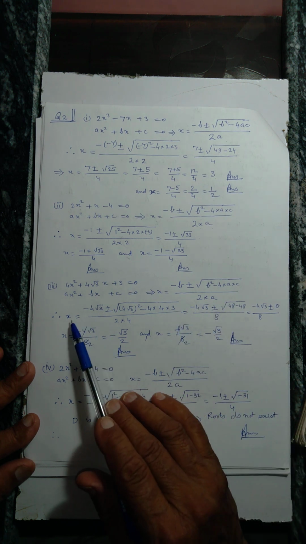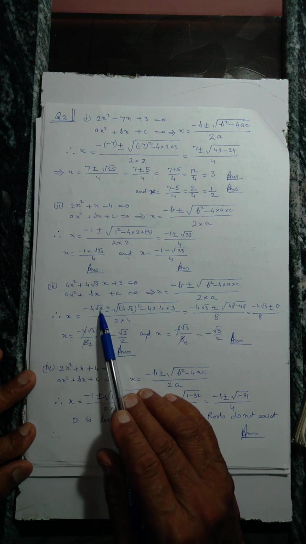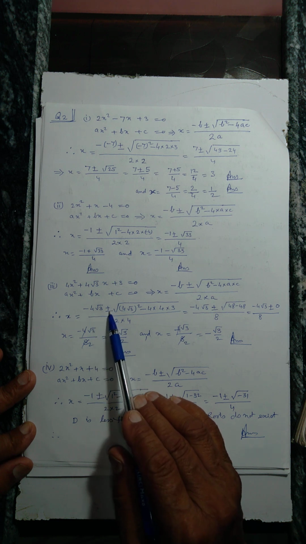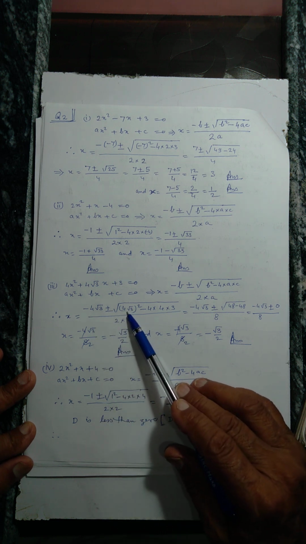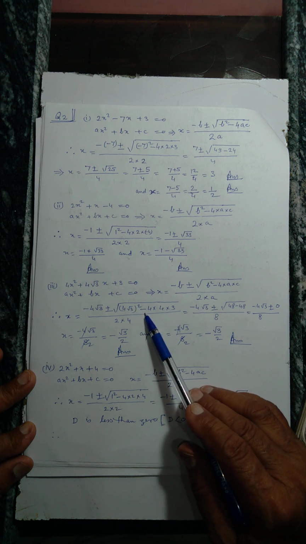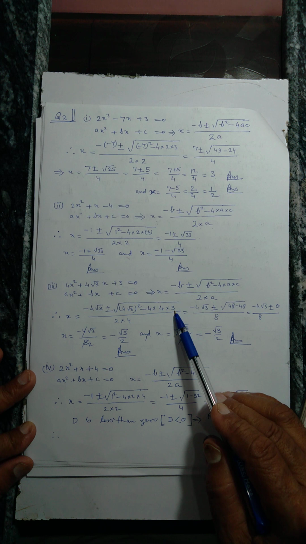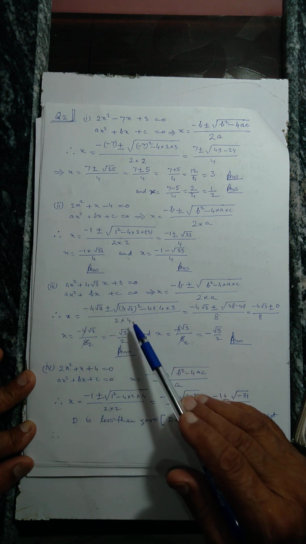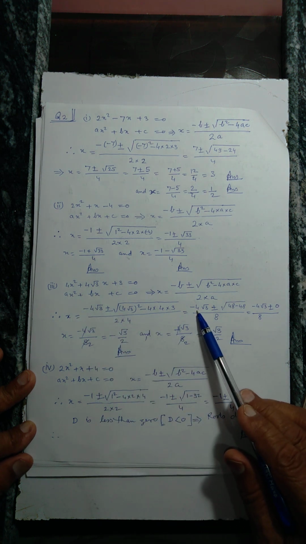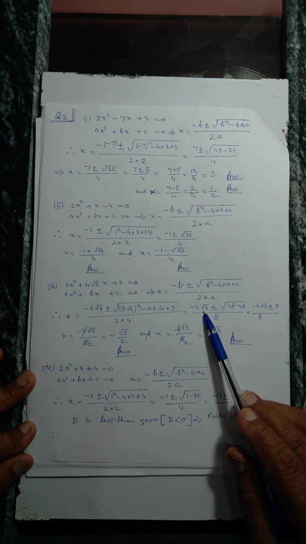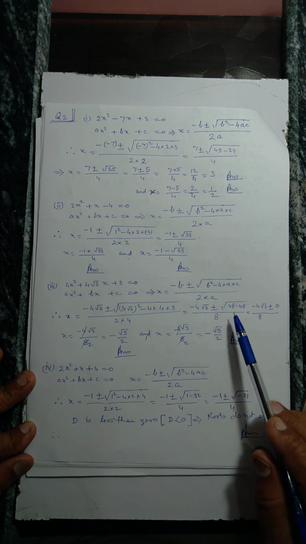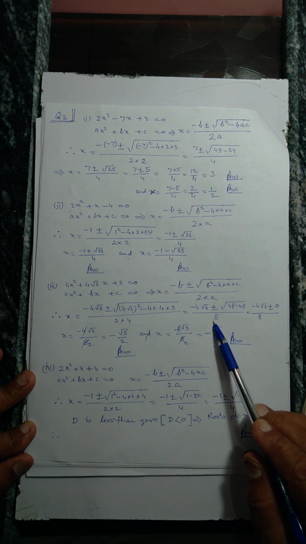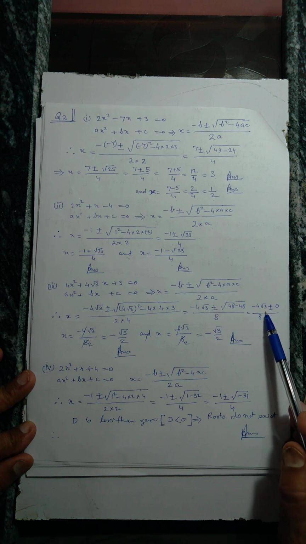Now substitute the values. The value of b is minus 4 root 3, so x is equal to minus 4 root 3 plus minus root of 4 root 3 whole square minus 4 into 4 into 3 whole divided by 2 into 4, because here a is 4. So 2 into 4. Now you see, minus 4 root 3 plus minus root of 48 minus 48, that is 0, whole divided by 8. So you will get here minus 4 root 3 upon 8.